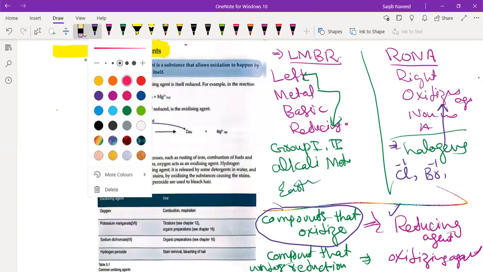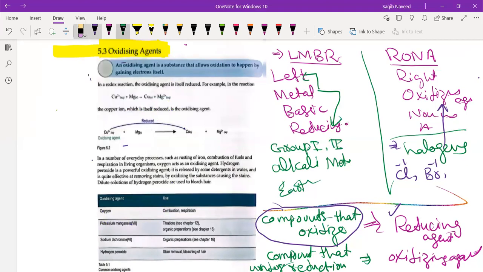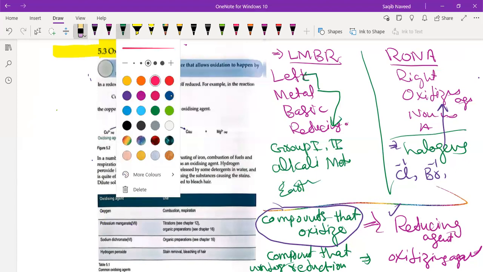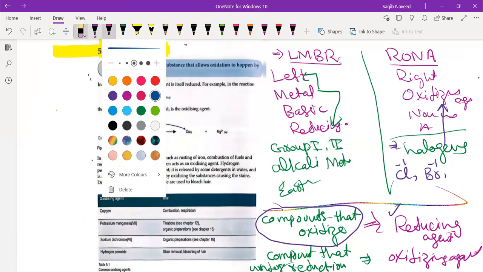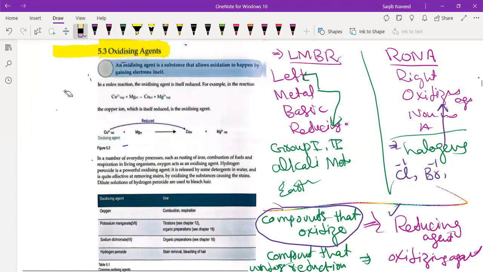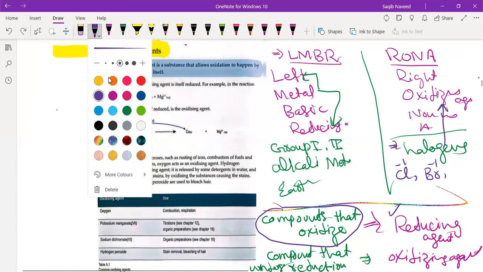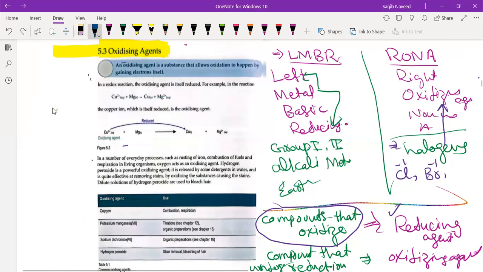Okay, that's right. And what about reducing agents, you know? They're on the left side of the periodic table and they're metals. On the left side, the metals, and they are reducing agents. Very right, shabash. So, what are the famous oxidizing agents we use in the laboratory?